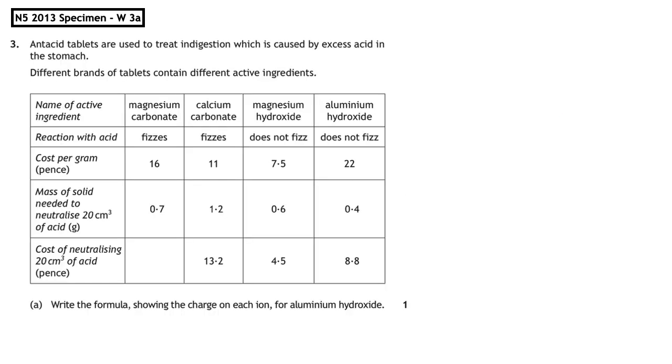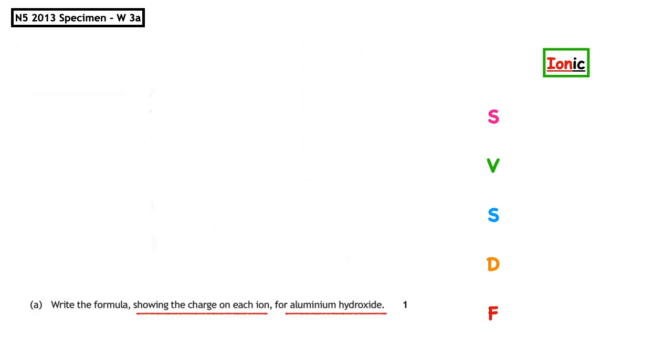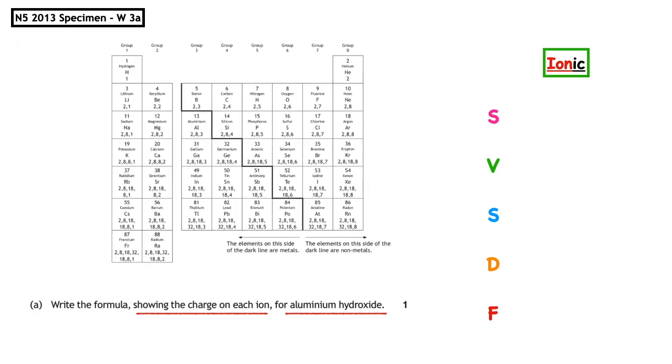This question is from the National 5 2013 specimen, written 3A. The question asks us to write the formula showing the charge on each ion for the aluminium hydroxide. Now, we want to work out the ionic formula, which means we have to show the charges. But this one's the tricky one, because straight away, by looking at it, if it ended in "ide", you would assume that it had 2 elements. Remember, hydroxide is the tricky one. That's found on page 8.